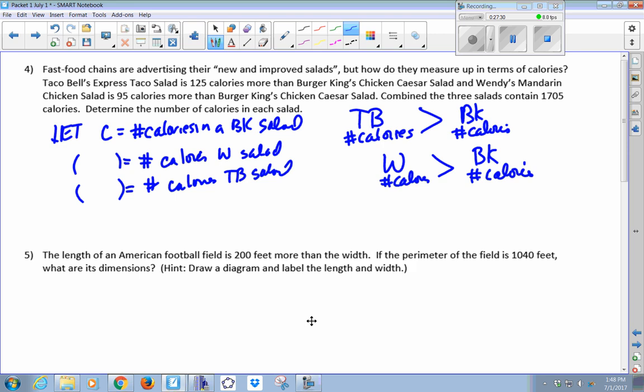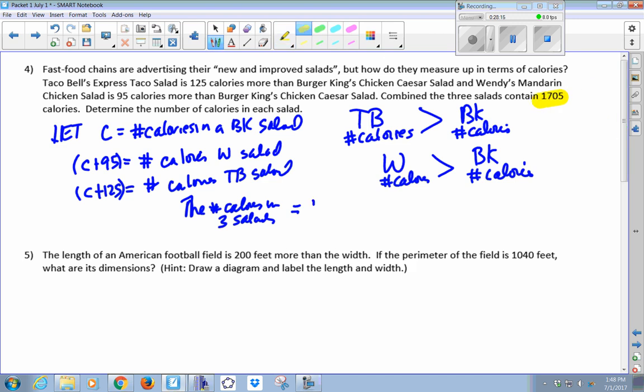Well, the Taco Bell salad is 125 more calories, so X plus 125 represents the number of calories in the Taco Bell salad. And the Wendy's salad is 95 more calories. Oops, look, I used C and then I used X. See, I'm so used to using X. I wasn't paying attention. We don't get very far if we have two variables here. So let's go back and put C. All right. What equals what? The number of calories in the three salads is equal to what? They've got to give me a total amount. Oh, thank goodness, here it is.